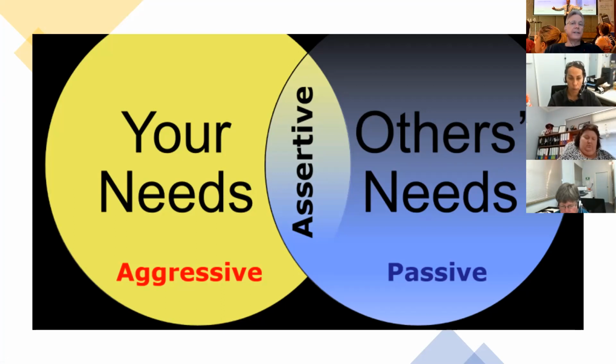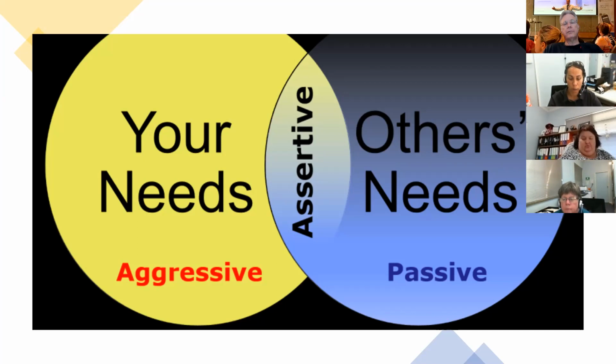So assertion is that middle ground where you're basically saying, I have rights, you have rights, and we're going to deal with this accordingly. But if you're going to deal with something passively, you're basically saying, you have more rights than me. So therefore, I'm going to be a doormat and you can walk all over me. On the other hand, when you're acting aggressively, on the other end of the continuum, you're basically saying, I have more rights than you. That's what people are saying by their own deeds and words when they're acting aggressively.